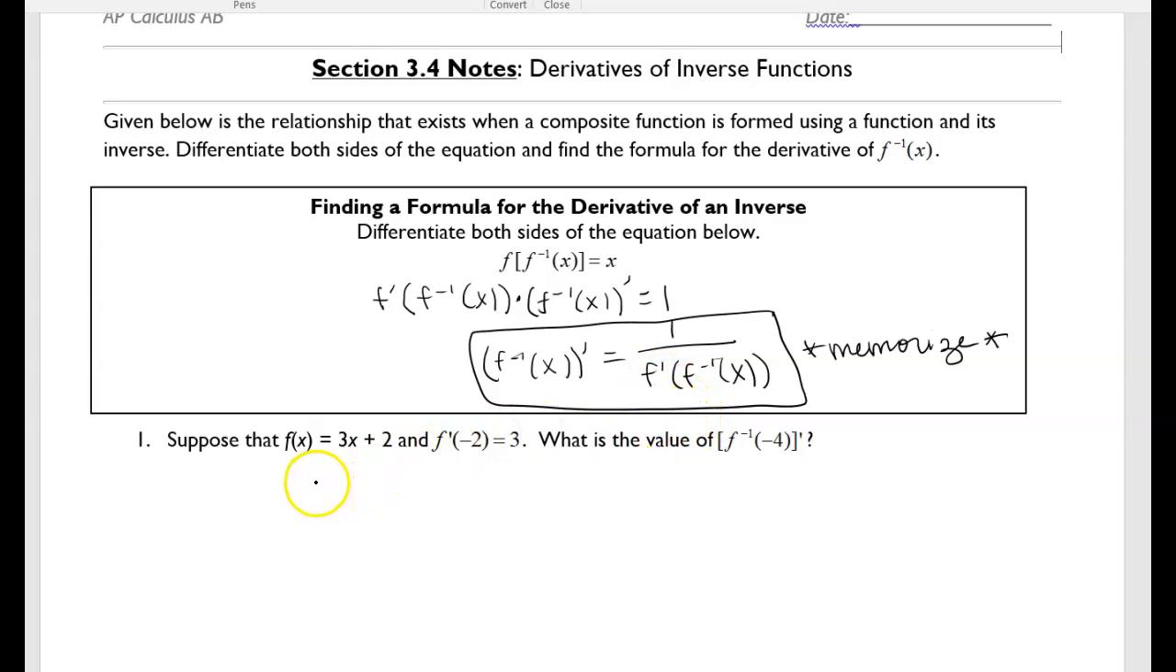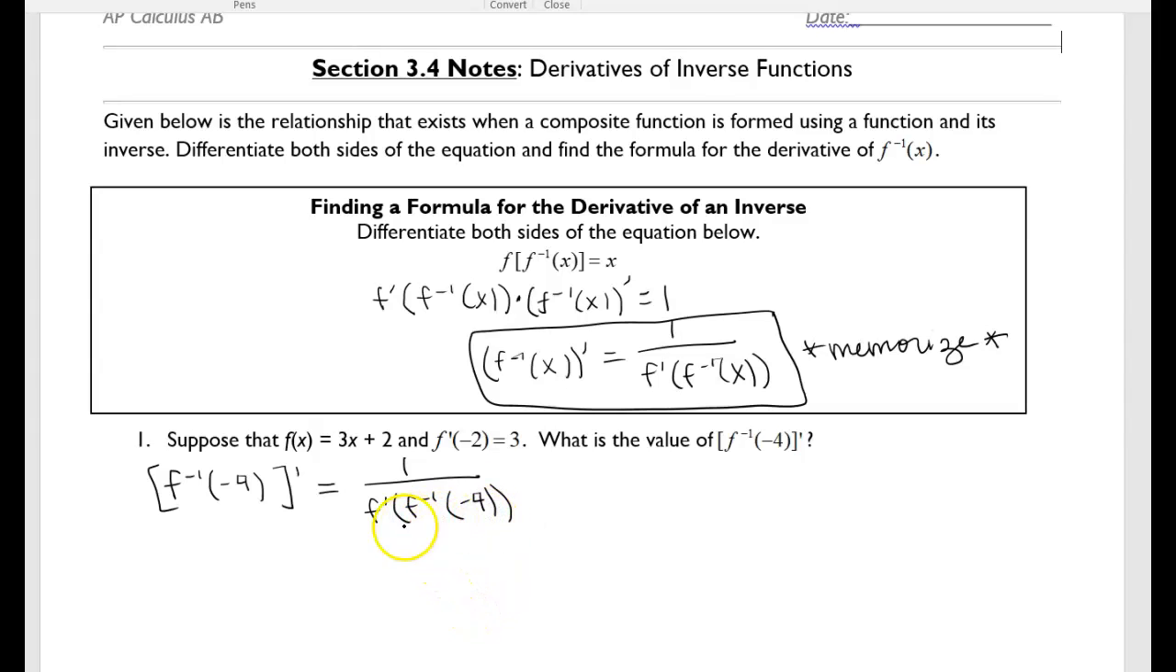So in number 1, it says, suppose that f of x is 3x plus 2, and we know that f prime of -2 is 3. What is the value of f inverse of -4 prime? Now, even though this is asking about f inverse, that doesn't mean I actually have to find f inverse. What we're going to do is use that formula we just talked about. So f inverse of -4 prime means I would do 1 over f prime of f inverse of -4.